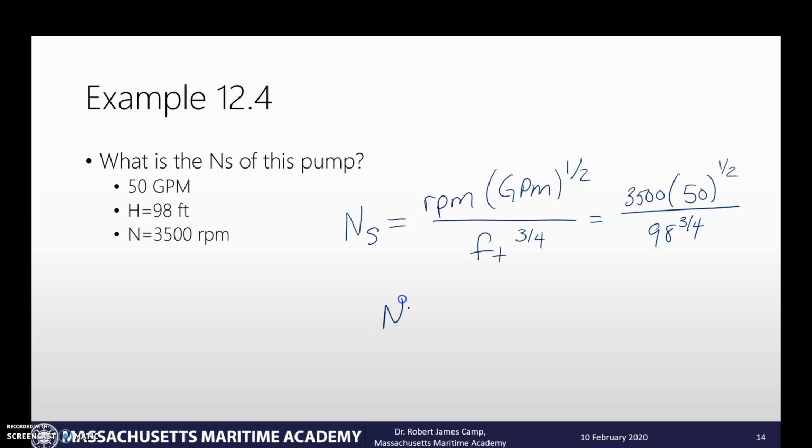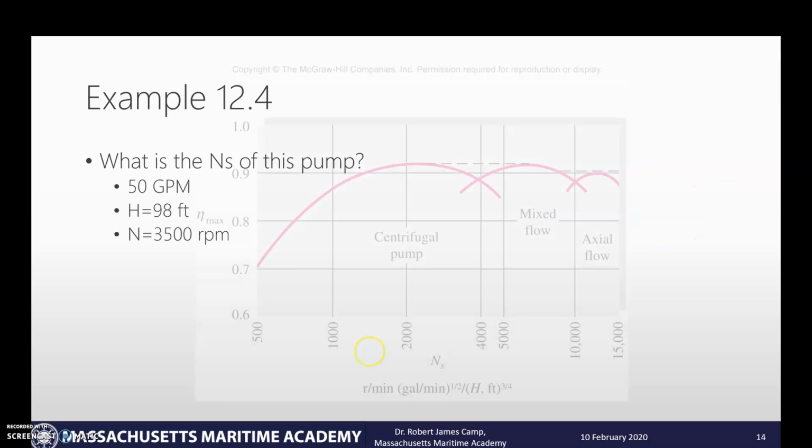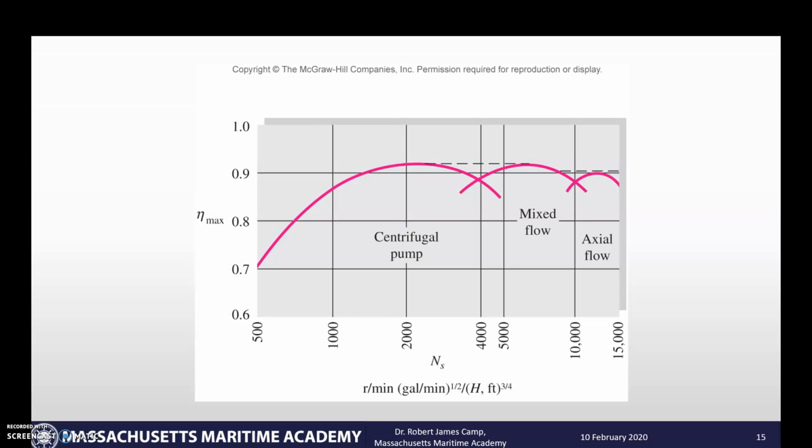So if I go and plug these numbers into my calculator, I should get 795. So my specific speed is 795. And if I go to my chart here and look at 795, probably somewhere right about there. So that would definitely be a centrifugal pump, be in that range, probably operating somewhere about 81, 82%. But the important thing here is we use that to identify it's a centrifugal pump.